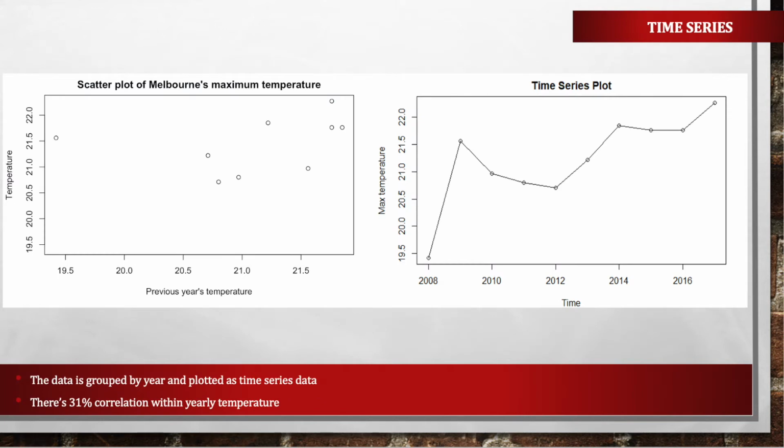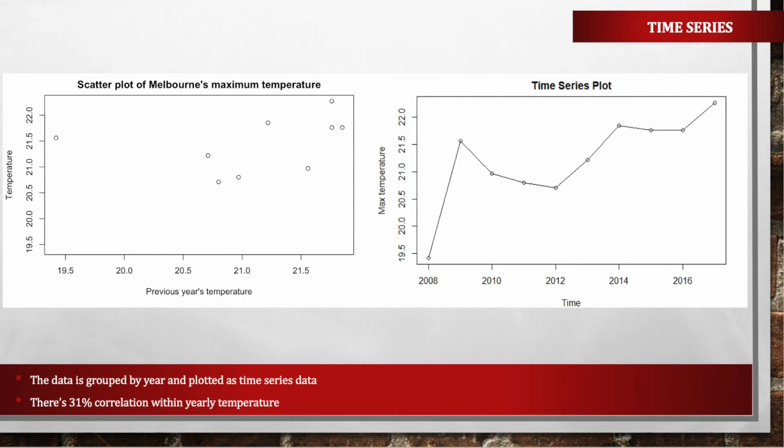On the right-hand side figure, we see a view of the plot after it was converted to a time series. Here, it's grouped by year and plotted as time series data. We find some important observations from this plot. Firstly, there is an upward trend and no fluctuations around the mean level.